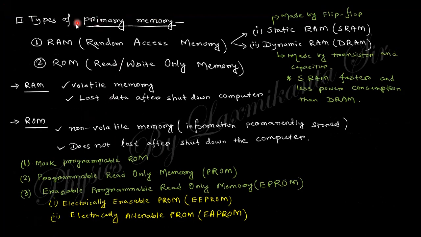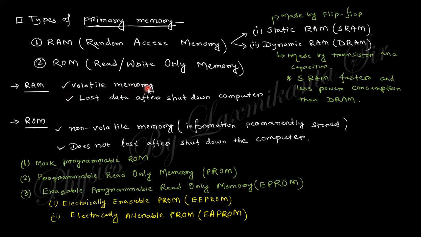Primary memory has two types, RAM and ROM. RAM is random access memory, and ROM is read only memory. Random access memory includes static random access memory, SRAM, and dynamic random access memory, DRAM. SRAM is made by flip-flops, DRAM is made by transistors and capacitors. That's why SRAM is faster and has less power consumption than DRAM.